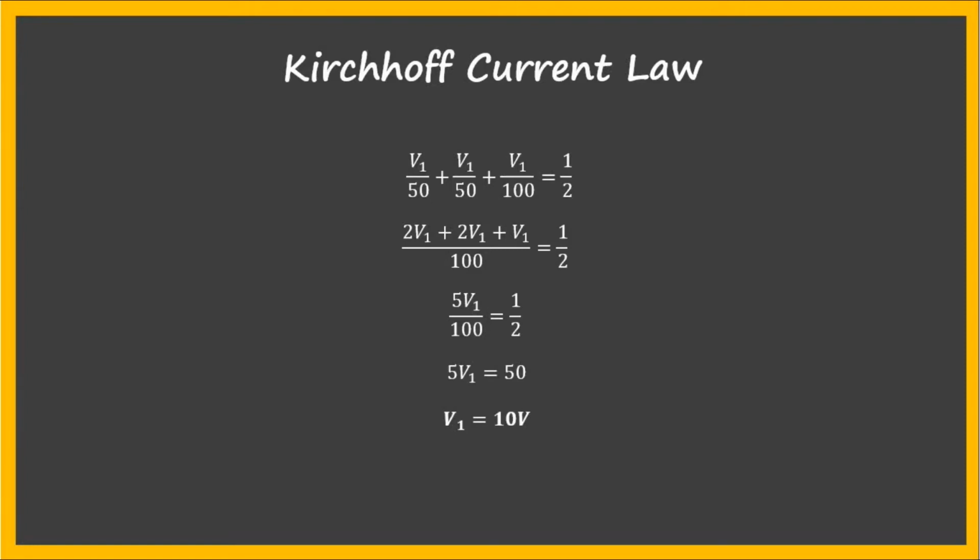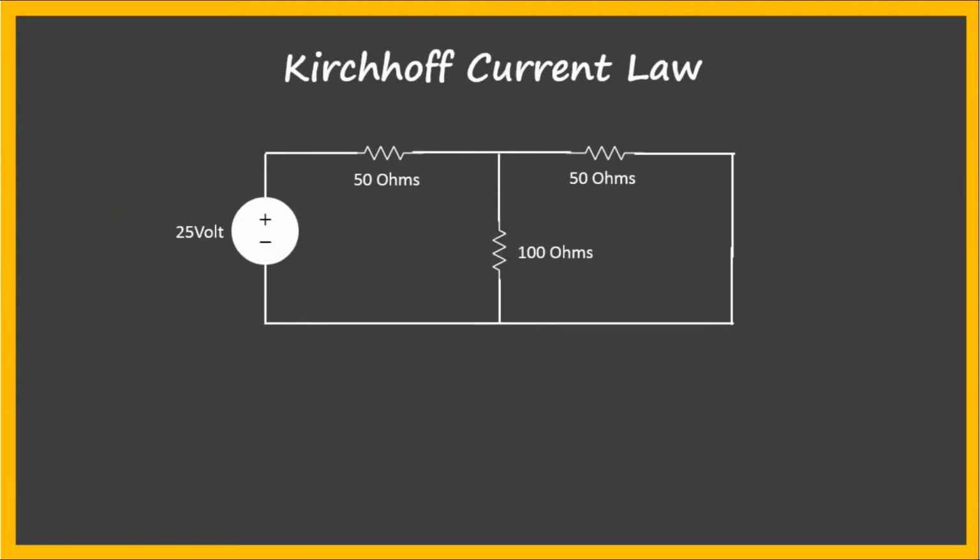Let's verify Kirchhoff current law. The same circuit is displayed on the screen again. The same voltages are shown on all points. And in this case, instead of writing V1, we will write 10 volt as we have determined it. Again writing KCL to verify it.